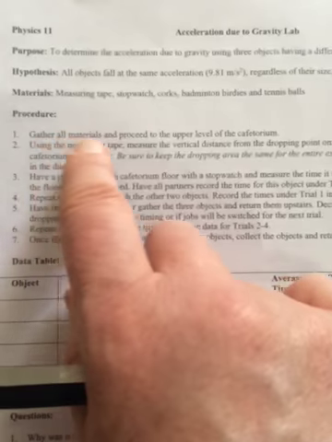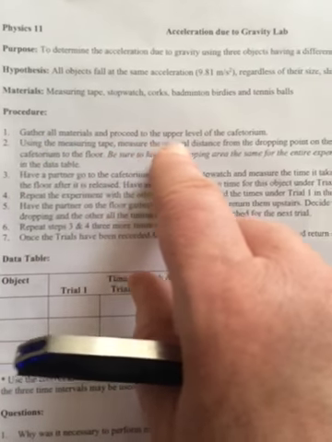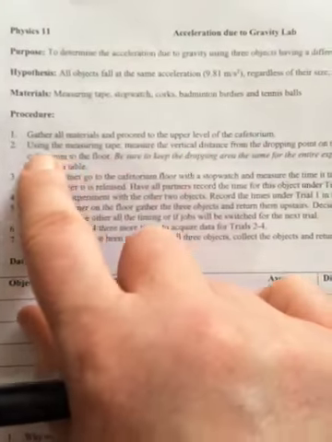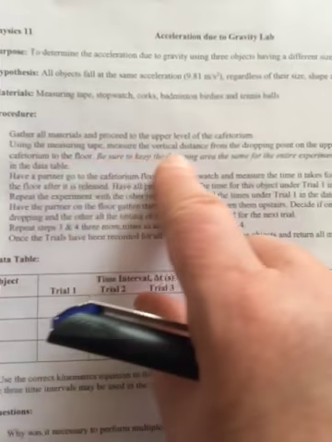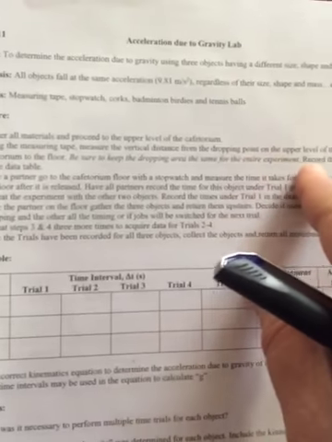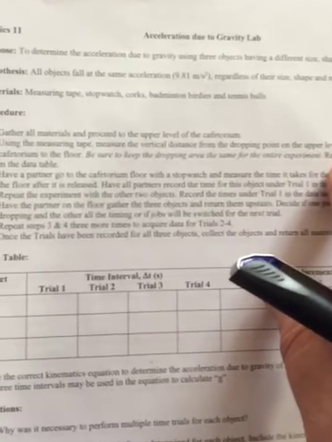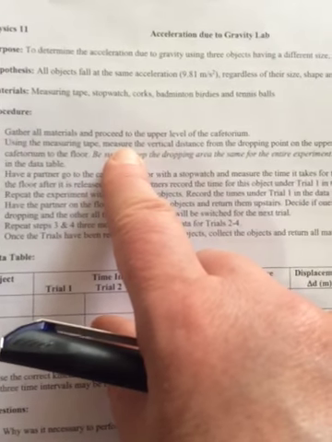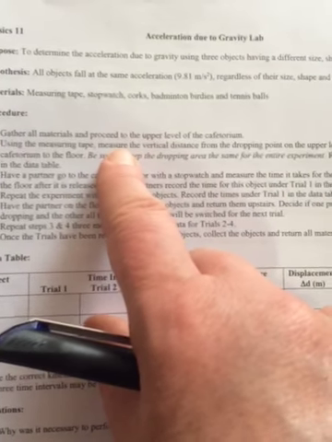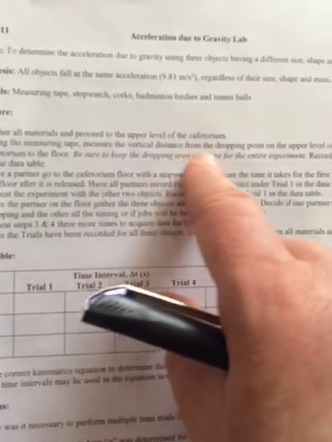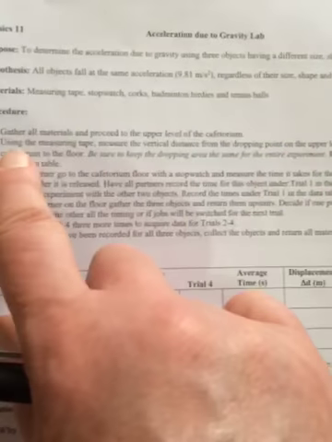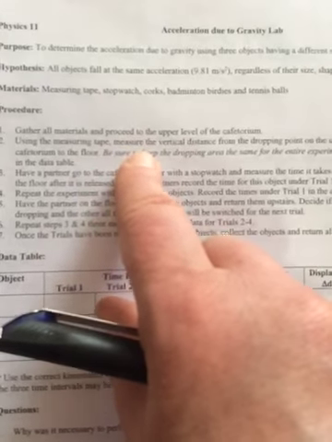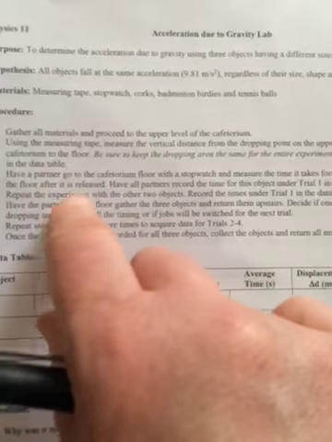So all the materials were gathered and they were taken to the upper level of the cafetorium. Next sentence. Using the measuring tape, measure the vertical distance from the dropping point on the upper level of the cafetorium to the floor. So again, you can't just put an ED here. So what was measured? The vertical distance from the dropping point on the upper level of the cafetorium to the floor was measured using the measuring tape.